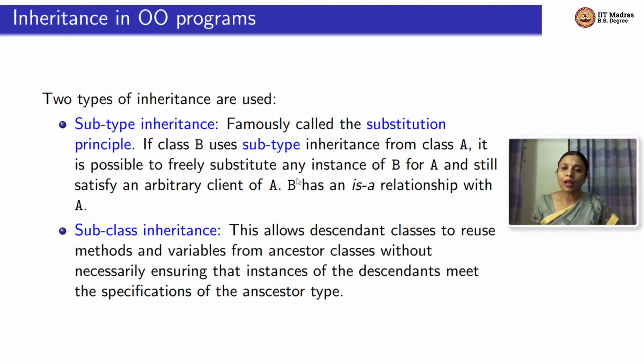The other is subclass inheritance. This allows the child or the descendant classes to reuse methods and variables from the parent or ancestor classes, and they need not ensure that the instances of the descendants meet the specifications of the ancestor.